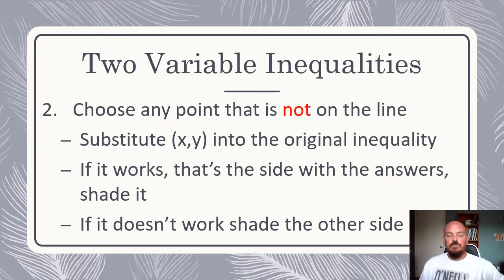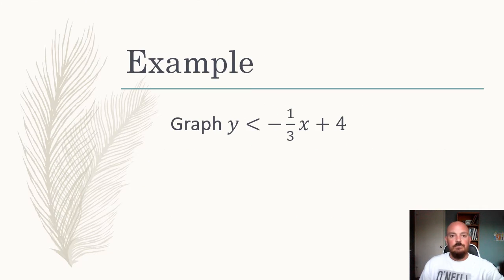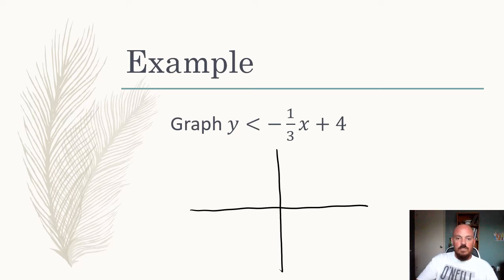So let me do a couple examples. I'll show you guys exactly how this works. So let's graph y is less than negative 1/3 x plus 4. All right, I am going to draw on a coordinate plane right here. Mark some points.